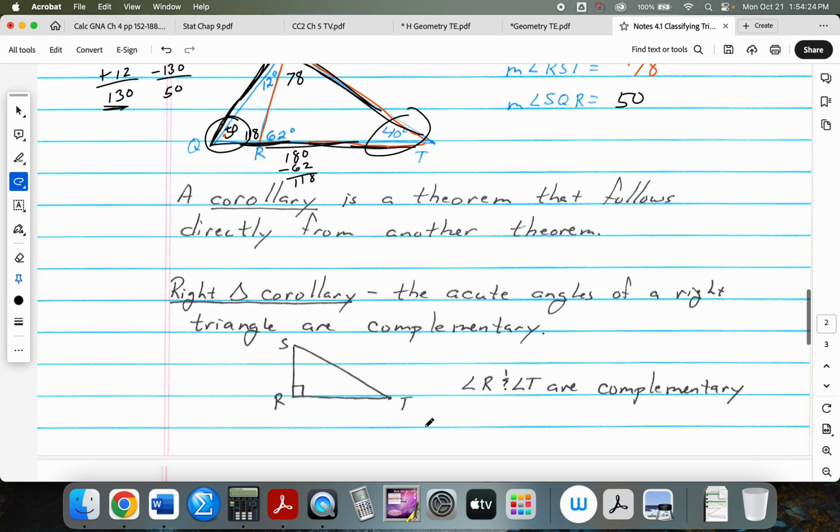And I have a mistake here. Please change this. It shouldn't be R and T are complementary. It should be angle S and angle T are complementary.